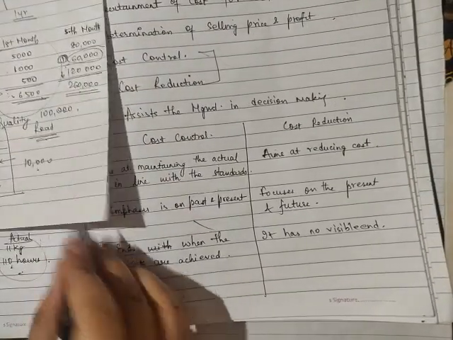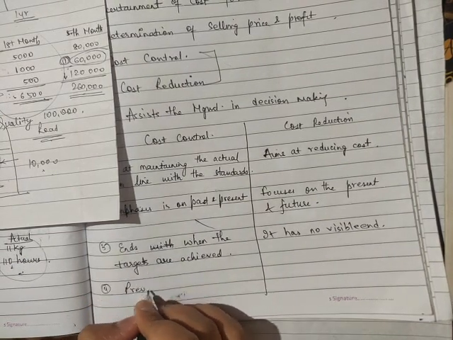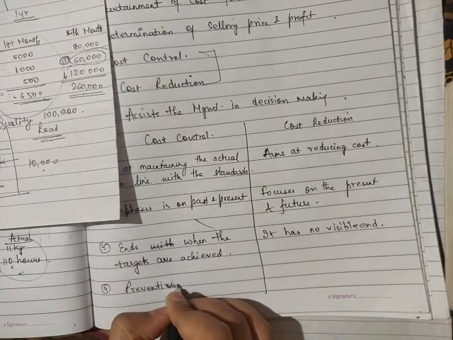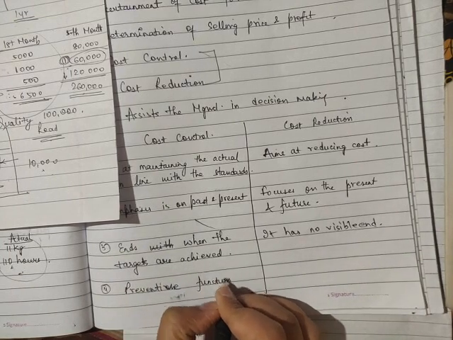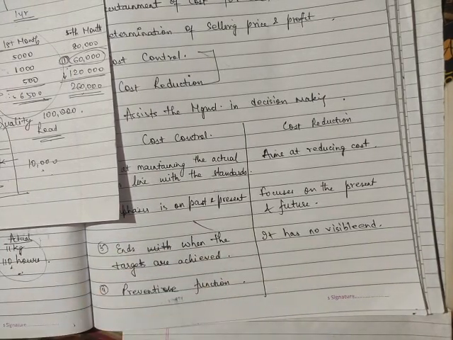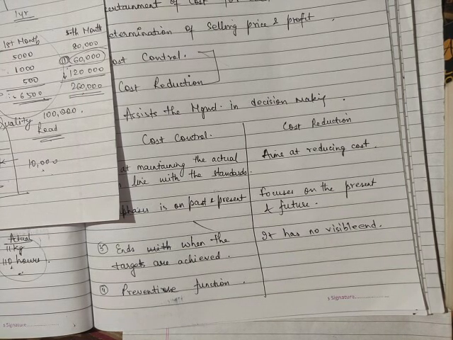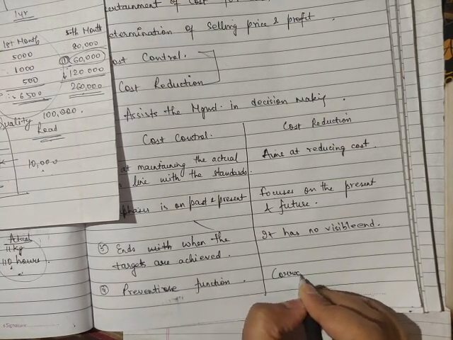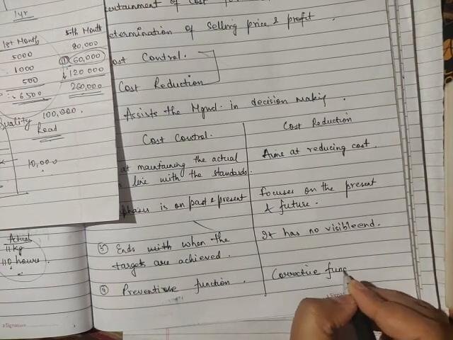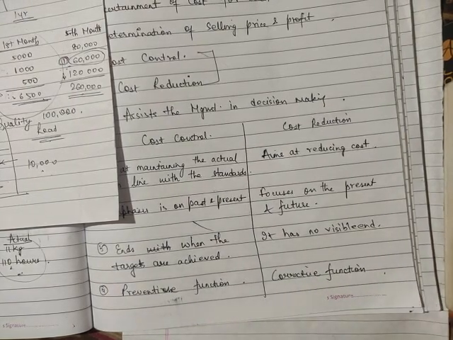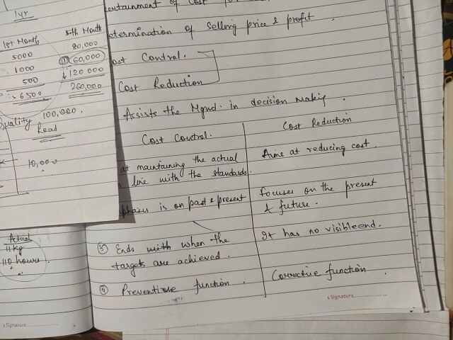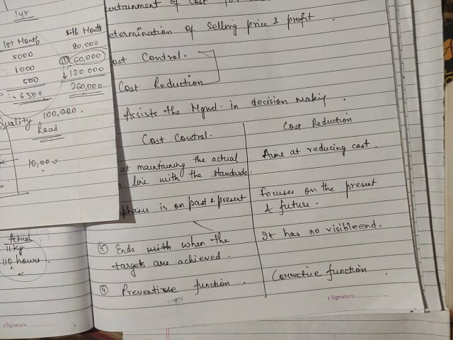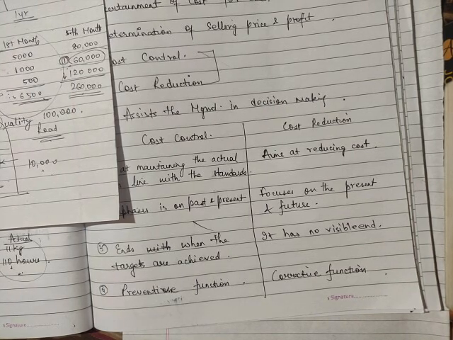Next, cost control is a preventive function. That is, its aim is to ensure that the actual cost does not exceed the estimated cost, whereas cost reduction is a corrective function. That is, we seek to identify what are the loopholes in the existing process so that we can improve it in the future and thereby achieve a cost reduction.